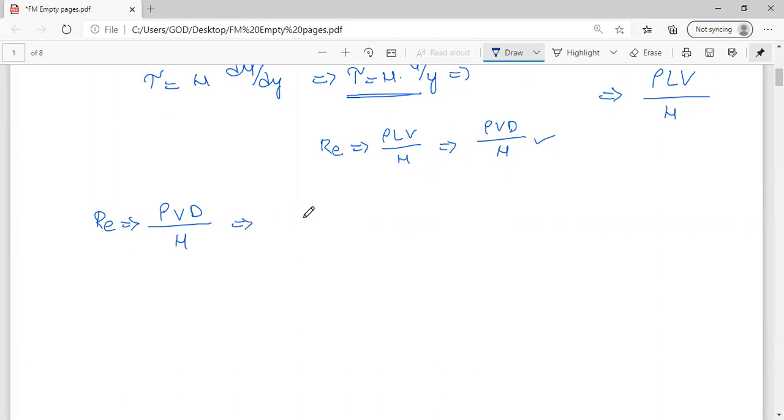If your Reynolds number is in the range of below 2000, then we call it a laminar flow. If it is more than 2000 up to 2800, then we call it transition flow. If it is more than 2800, we call it a turbulent flow.